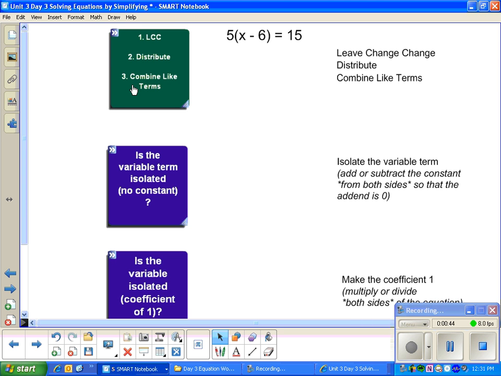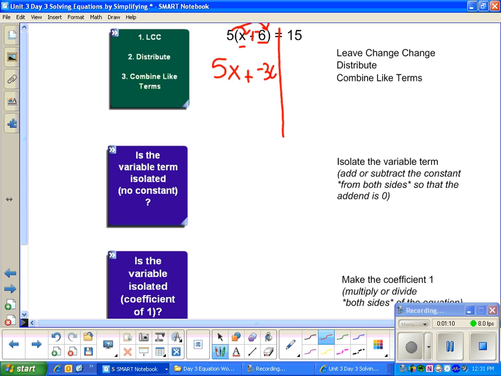All right, we're going to go ahead and simplify it. So we know our steps to simplifying. Let's leave, change, distribute, combine like terms. So we're just simplifying each side on its own. So our first step is to leave, change. And I end up with 5x. Remember, I'm distributing. So I'm going to multiply both x and negative 6 by 5. 5x plus negative 30 equals 15. Good, now it's simplified.